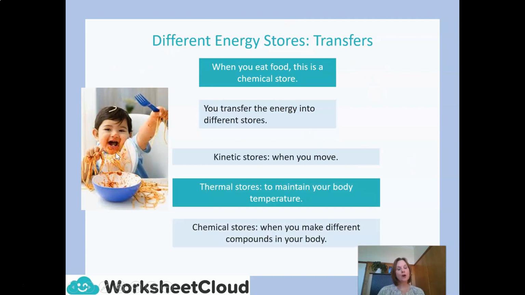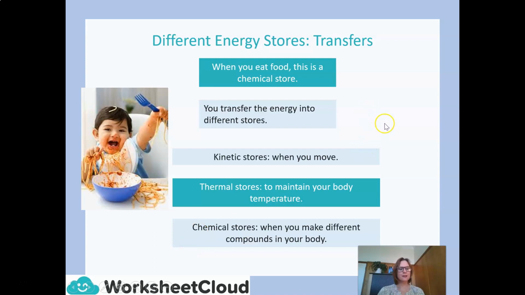Okay, so you transfer the energy into different stores. Okay, so you start by eating your delicious meal. Okay, and you will find that your energy is transferred, okay, from chemical potential energy from the food you're eating into your body. As it gets digested, you are then able to move. Okay, you have kinetic energy. You have energy of motion. You also have thermal energy because you've got to maintain your body temperature at 37 degrees Celsius, and that takes energy from your body. And then the chemical stores is when you make different compounds in your body.